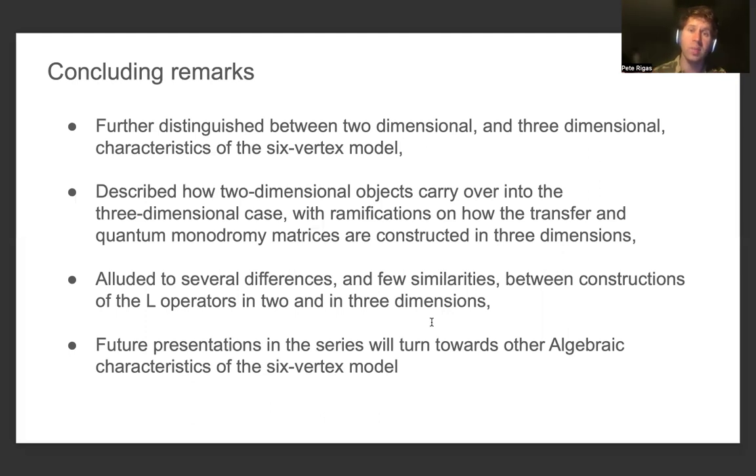So it's really depending upon a case-by-case basis on the particular type of model that you want to consider, as well as the fact that different types of models can raise different complications for the transfer matrix or the quantum monodromy matrices or any other types of arguments or computations that you want to pursue that are of interest to you. And so further future presentations in this series will turn towards other algebraic characteristics of the six-vertex model.